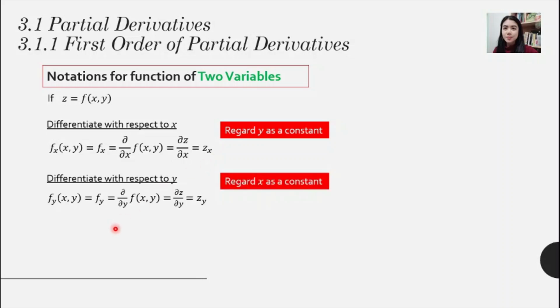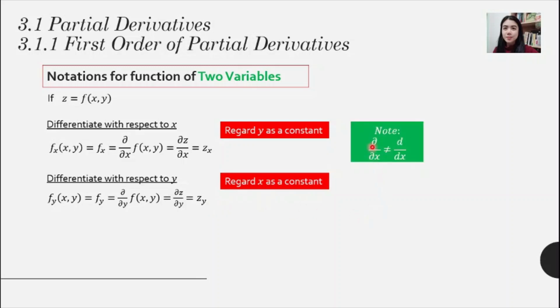So let's look at differentiating with respect to y. If we say differentiate with respect to y, it means that you're going to treat x as constant. The notation to write is actually the same. You just write a small y next to the function, or without the bracket, you just write fy. Or you can use del function del y. Or instead of using function f, you can use z. So you can write del z, del y, or you can write zy.